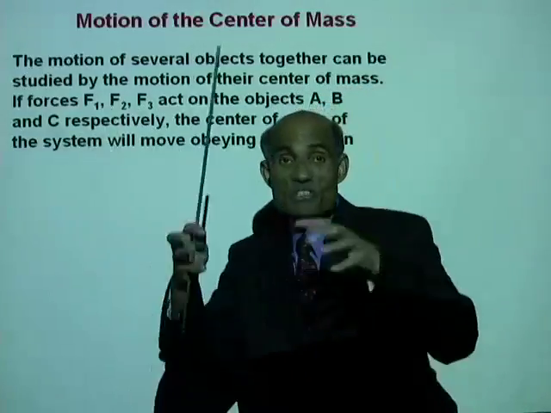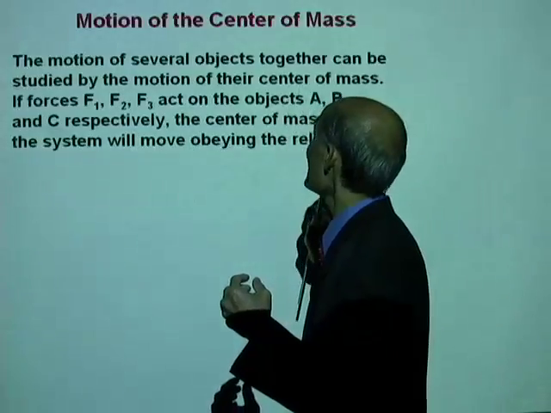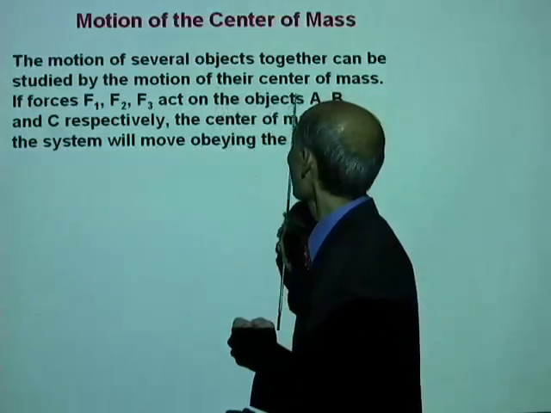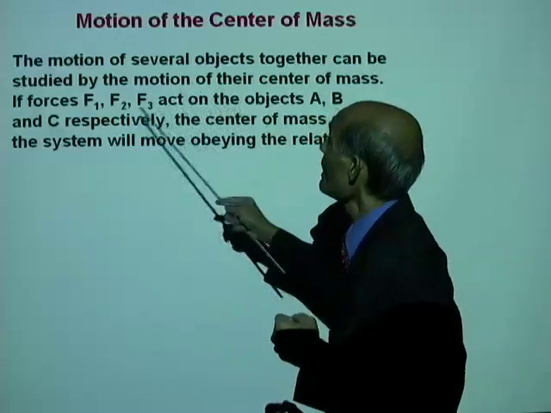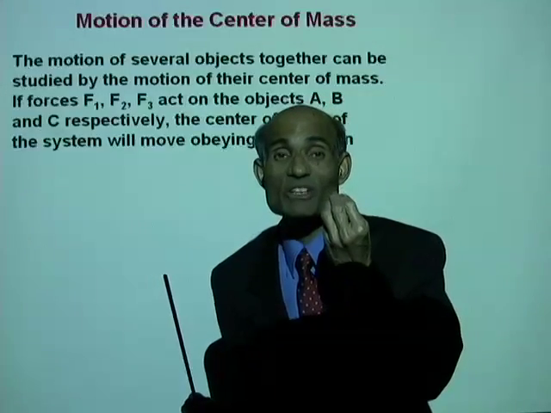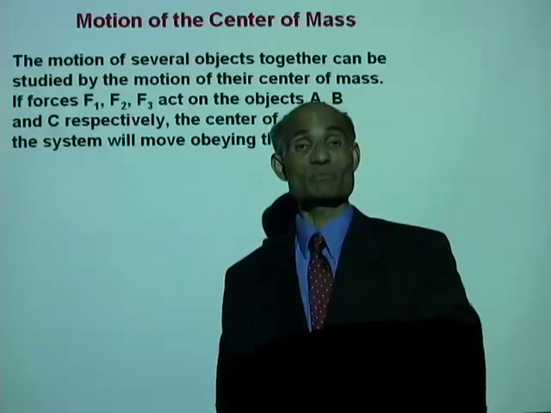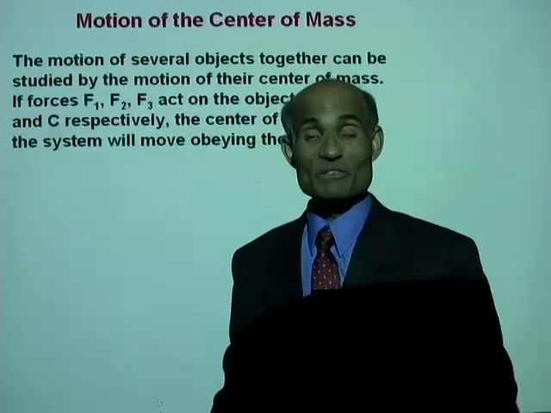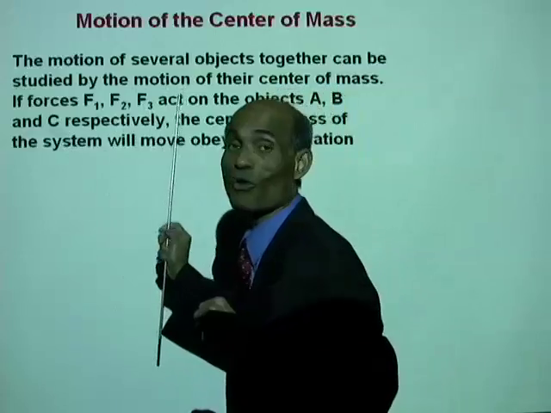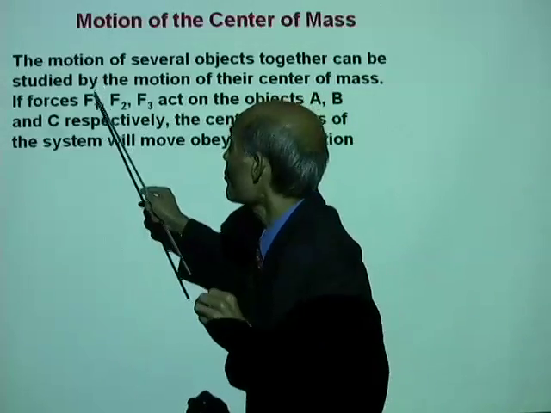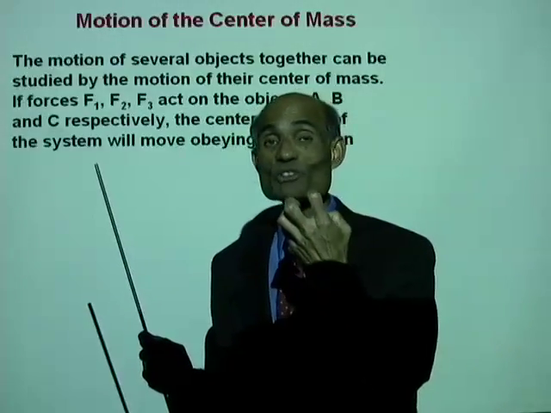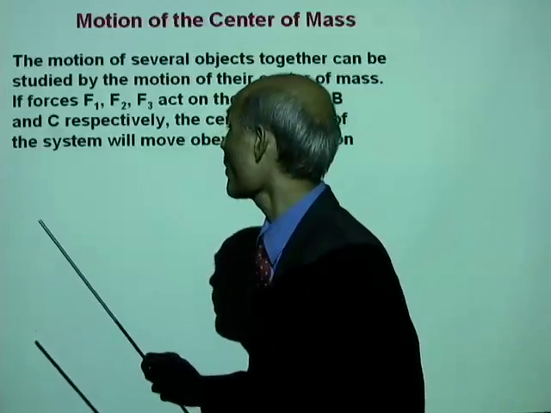Now tell me, if a system is made up of three objects A, B, and C, a force F1 is acting on A, a force F2 is acting on B, a force F3 is acting on C. What is the force acting on the center of mass of these three objects? Well, remember, the center of mass represents all the objects in the system. That means the force now acting at the center of mass will be F1 plus F2 plus F3, the sum of all the forces. So the net force on the center of mass is the sum of all the forces.